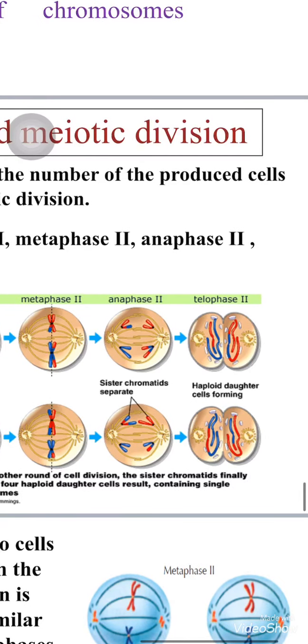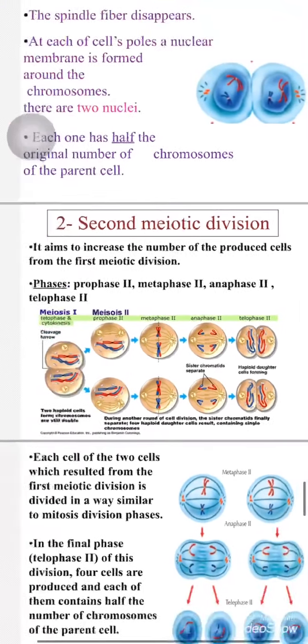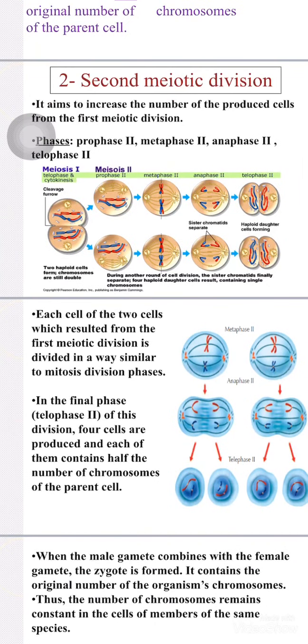At the end, in telophase 2, what happens? The nuclear membrane starts to form, the nucleolus starts to form, the spindle fibers start to disappear, and I have 4 cells, not 2 cells, because each cell divided into 2. Each one of these cells contains half the number of chromosomes of the parent cell that I started from in the first meiotic division. Okay? So I have here at the end of the second meiotic division 4 cells. Each one of them contains half the number of chromosomes as the parent cell.